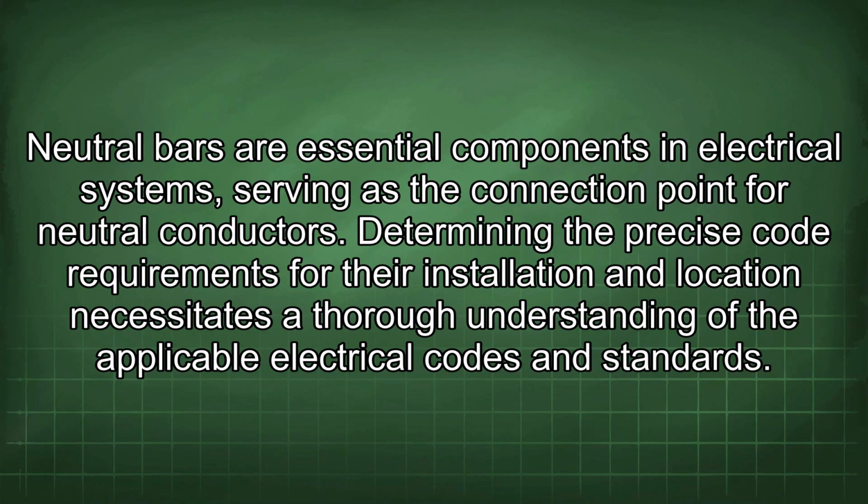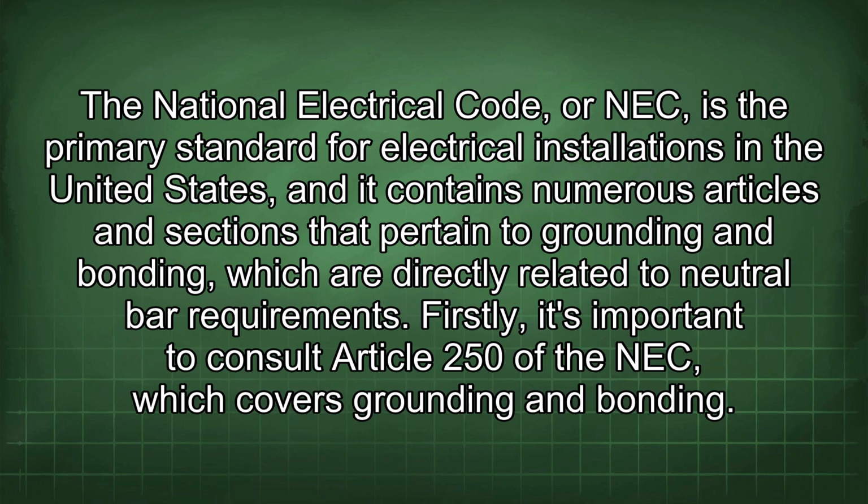Neutral bars are essential components in electrical systems, serving as the connection point for neutral conductors. Determining the precise code requirements for their installation and location necessitates a thorough understanding of the applicable electrical codes and standards. The National Electrical Code, or NEC, is the primary standard for electrical installations in the United States, and it contains numerous articles and sections that pertain to grounding and bonding, which are directly related to neutral bar requirements.